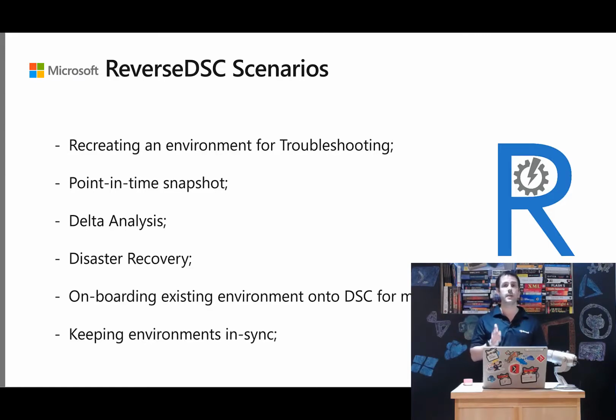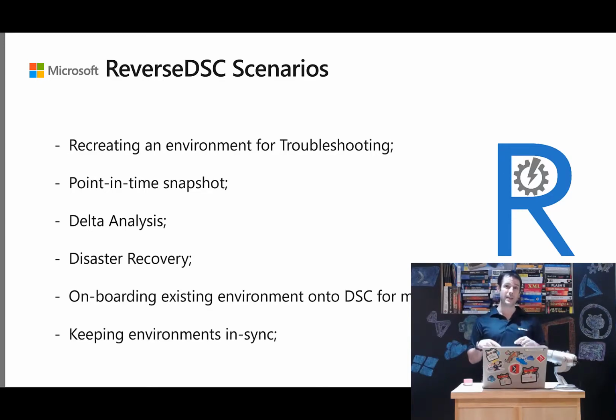Be able to do point in time snapshots. So you want to do, let's say, monthly extraction of your tenant and then do a comparison between the two snapshots. So you take an extraction at the beginning of the month of March, you do another one at the beginning of April, and you do a delta analysis. What configuration change has happened in the environment since March? So do delta analysis.